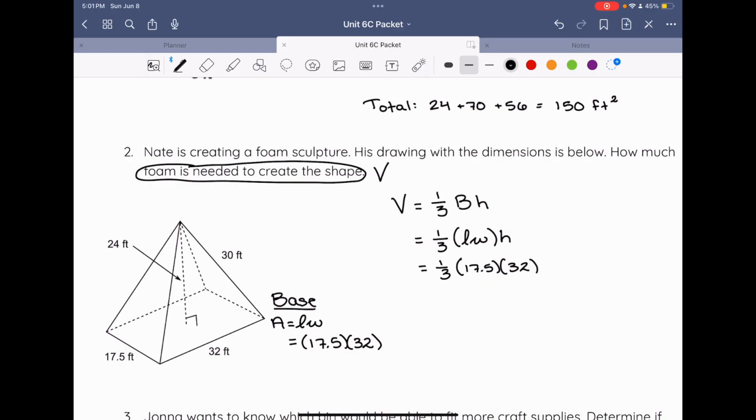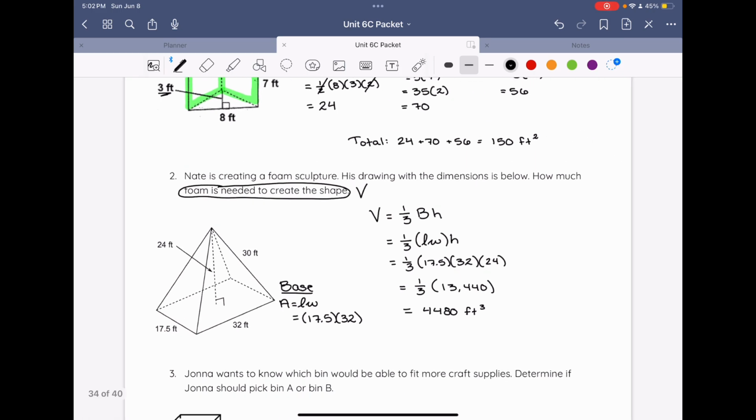Remember, your height has to be the height of your three-dimensional shape. It is 24 feet tall. So I'm going to multiply those three numbers together. 13,440. And then times 1/3 or dividing by 3, 4,480 feet cubed.